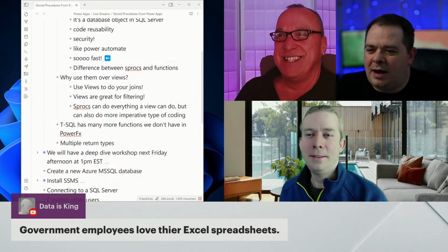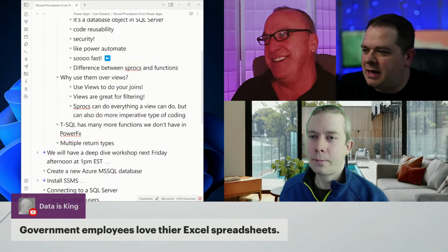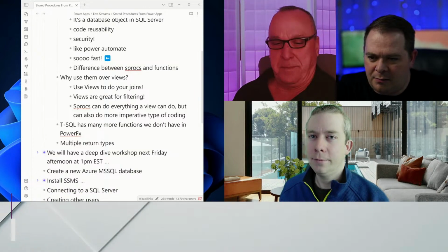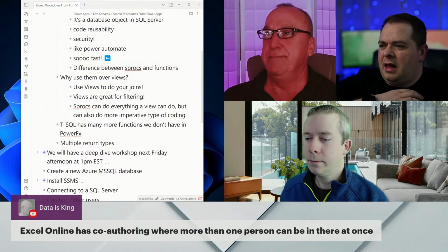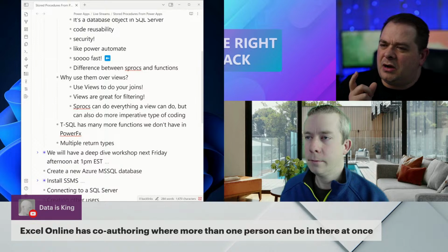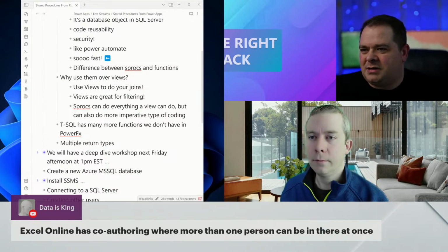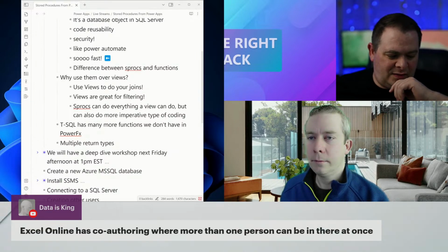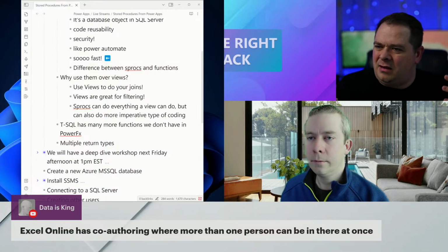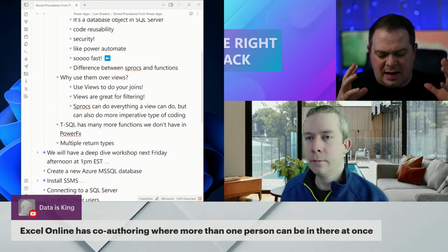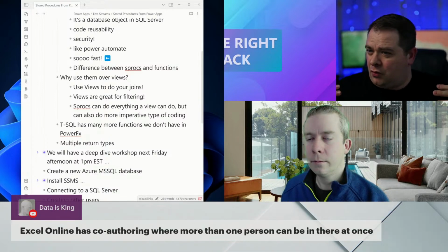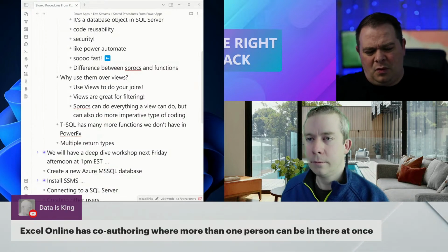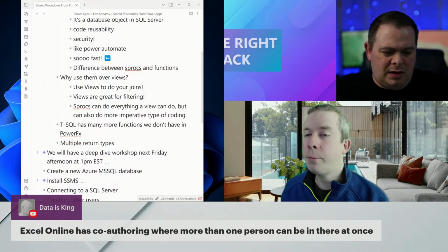So what I've believed, now Data is King said here previously, the last comment, Excel Online has co-authoring. And I've always believed that to be true. If you're using the cloud-based version of Excel, you can have co-authoring like Google Sheets, right? But let's say we create an app and the people are only accessing that Excel spreadsheet through our Power Apps app. Well, the Excel spreadsheet is sitting in somebody's OneDrive or SharePoint list.